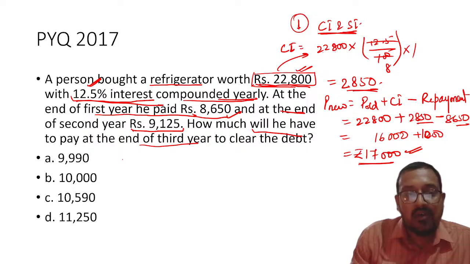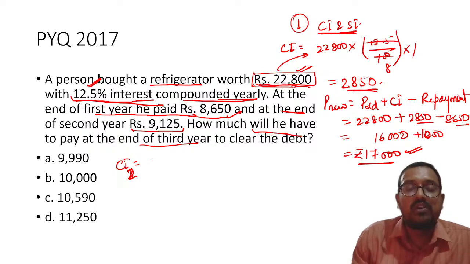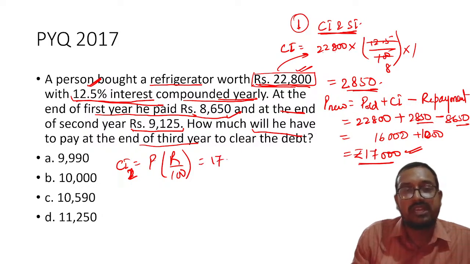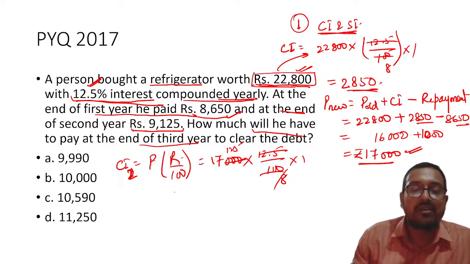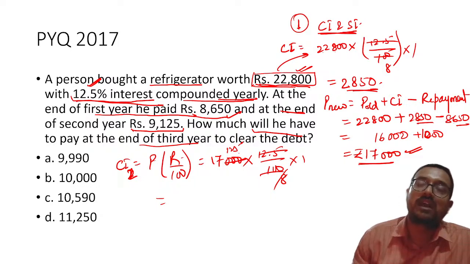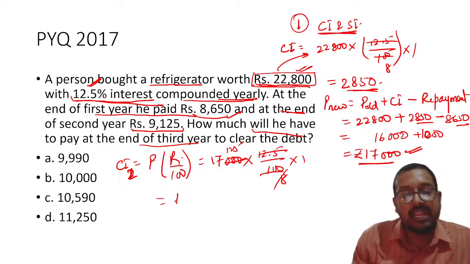My dear students, now what will happen? Let us find the compound interest again on the new P for the second year. So now if you look carefully, P into R upon 100 will be the new one. P is equal to 17,000 multiplied by 12.5 divided by 100 into 1. Please remember, this will go out, this will be 8. If you divide 17,000 by 8, this will become 2,125.